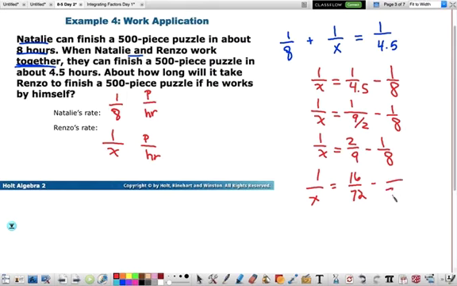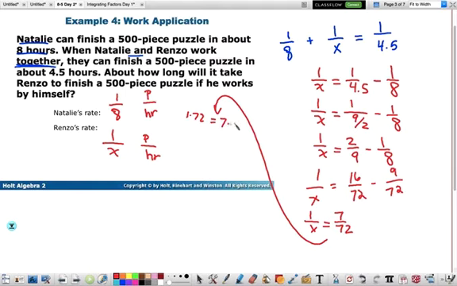Well, let's see. I times 8 by what to get to 72? So I times the top by 9. 1 over x equals 16 minus 9 is 7, 7 over 72. So you can cross multiply and solve, or you can just say x should be 72 over 7. But let's just do the cross multiplying and solve. 1 times 72 equals 7 times x. Divide by 7. X equals 72 over 7.